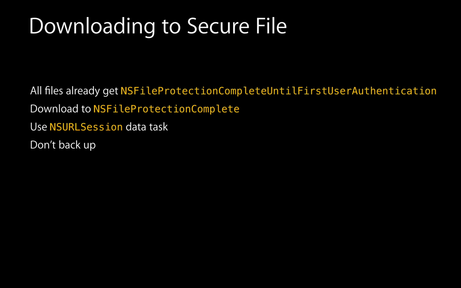So, downloading to a secure file. Here's how you do it. You create an NSURLSession, create a file when the request begins, with data protection complete unless open, so that you can continue to write data to that file as you're downloading it, even if the device is locked. When the file has completely downloaded, upgrade that protection to file protection complete. And as you can see, there's an NSURL method you can call to set a bit that says don't back up this file to iTunes and iCloud.